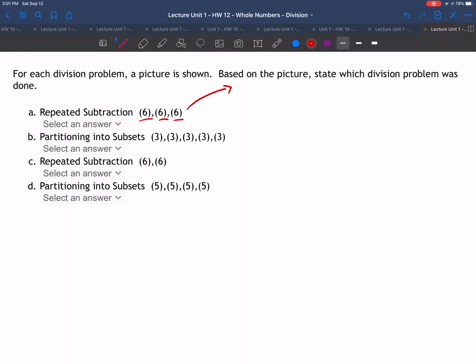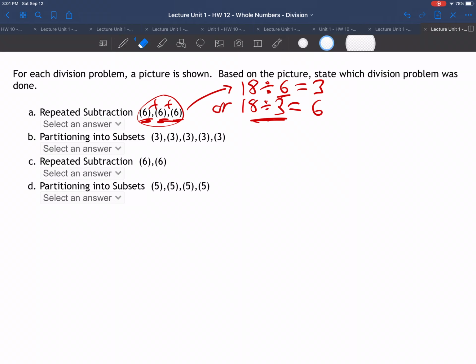Well, what's the total of 6 plus 6 plus 6? It's 18, right? So that means they did 18 divided by 6, which equals 3. Or maybe they did 18 divided by 3, which is 6. This is a picture of which of those two division problems? It could be either one, right? Because you're taking 18 objects and breaking them into 3 groups, or you're taking 18 objects and dividing them by 6 to get 3. You know, which one is it?